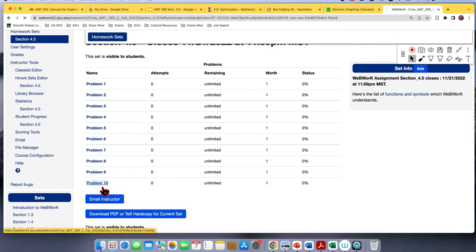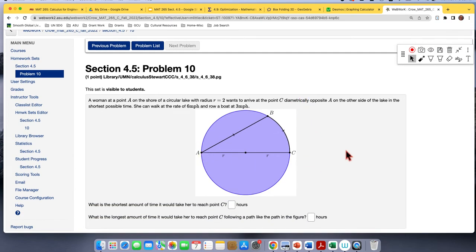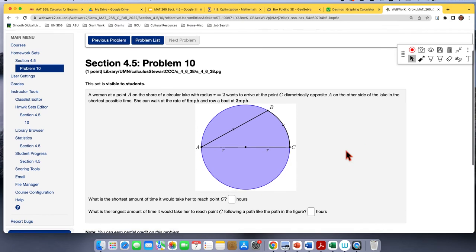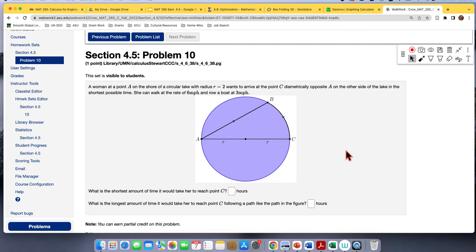This last one, I'm actually not quite sure how to get going on this, but it's kind of interesting. They've got two different rates. She can row a boat at 3 miles per hour, but she can walk at 6 miles per hour. So what's the best, fastest way for her to go? Obviously if she walks around she's got a lot further to go, but she can do that faster. She can row across, which will be shorter, but she's slower doing that. So which one is the best, or is there a combination of the two?